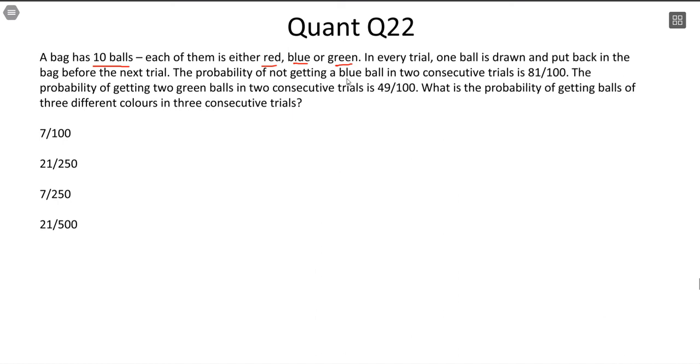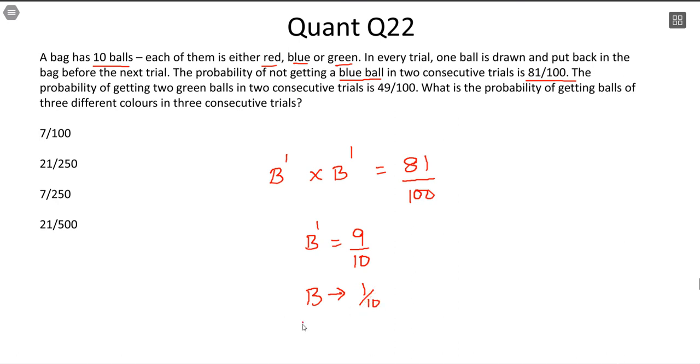The probability of not getting a blue ball in 2 consecutive trials is 81 by 100. So, not getting a blue into not getting a blue is equal to 81 by 100, or not getting a blue is equal to 9 by 10. There were 10 balls in the bag. If not getting a blue is 9 by 10, getting a blue is 1 by 10, or there is one blue ball.